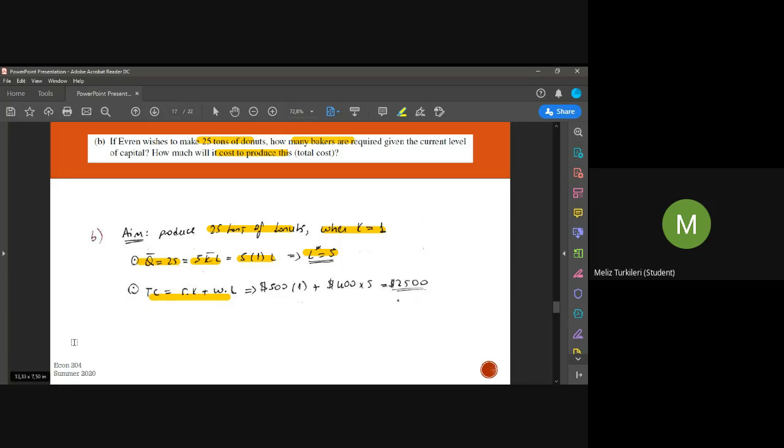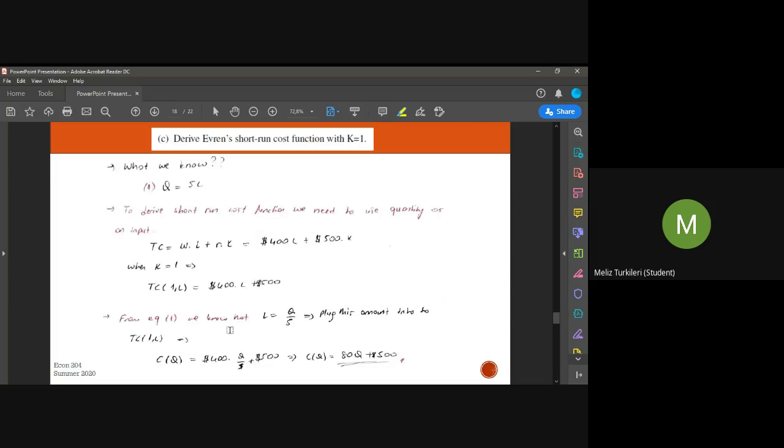What about the total cost? You can formalize it like that: rent times capital plus wage times L. I know that rent is equal to $500 and K equals 1. And I know that wage is equal to $400 and I have 5 bakers. Therefore, if you plug this information into the total cost function, I can find that our total cost should be equal to $2,500. Okay? So that's all for the B section. Let's go on with the C section.